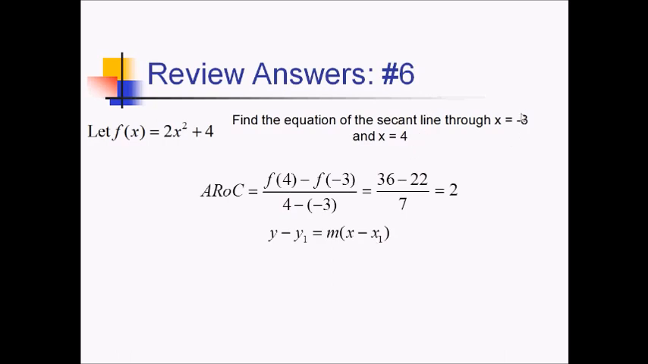If we plug in negative 3, we saw that that was 22. So at the point negative 3 comma 22, we can write y minus 22 equals our slope of 2 times x minus negative 3, or x plus 3. And we could also use the point 4 comma 36 if we wanted to. That would give us y minus 36 equals 2 times x minus 4.